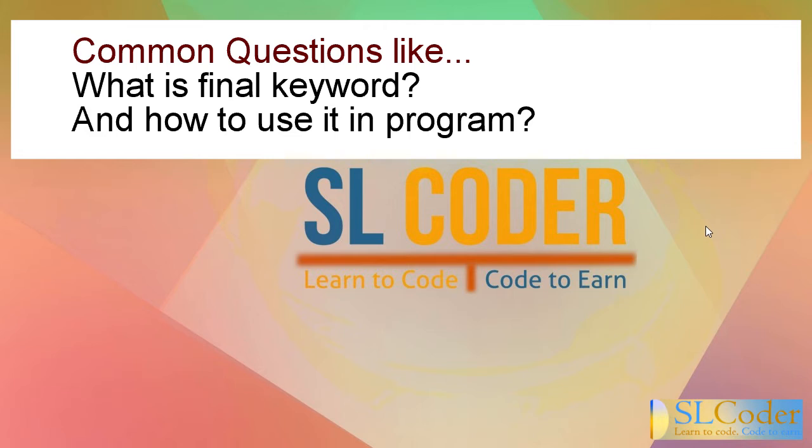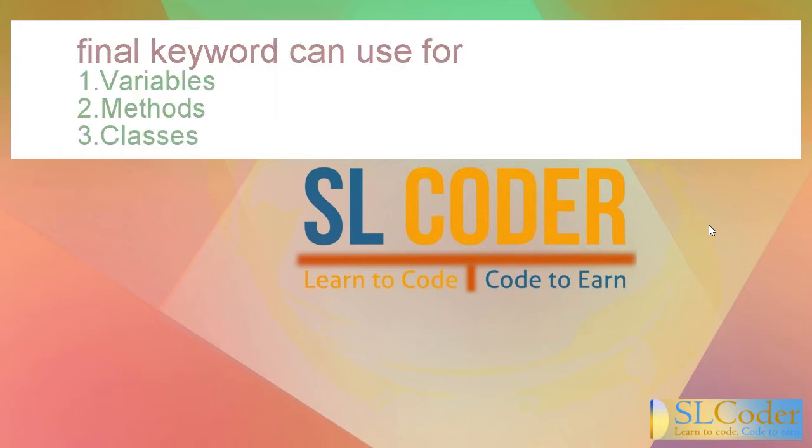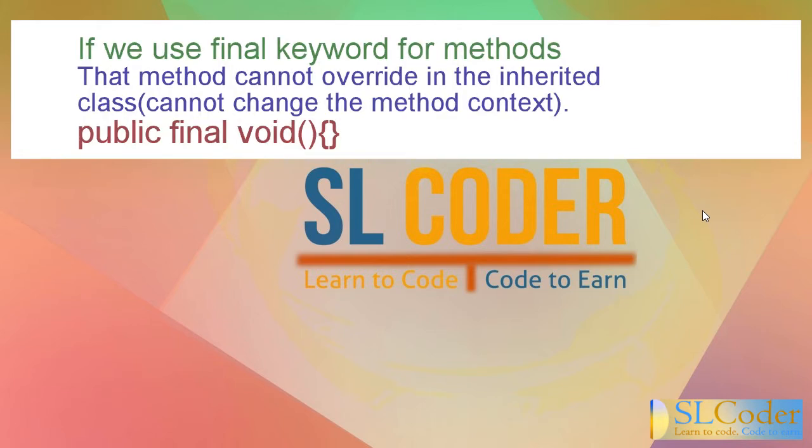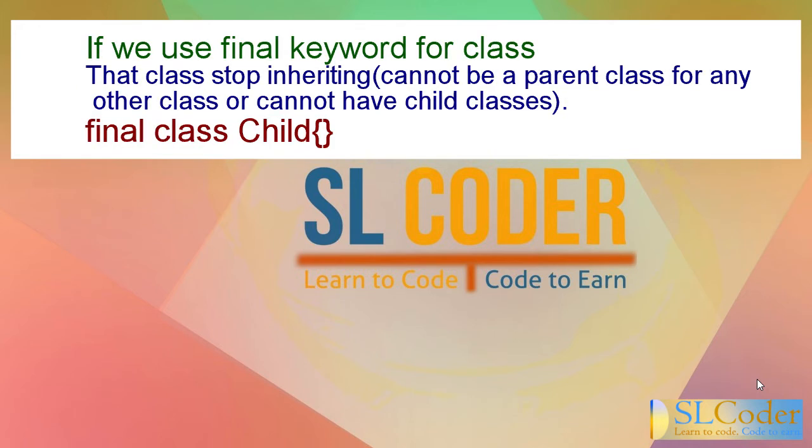Okay, it depends on the context you are having. The final keyword you can use for variables, for methods, even for classes. If you use the final keyword for a variable, that variable cannot be modified. If you use it for a method, that method cannot be overridden. Simply, a method in a parent class cannot be modified in the child classes. And if you use the final keyword for a class, that class cannot be inherited. That means the class is the last child class or subclass.